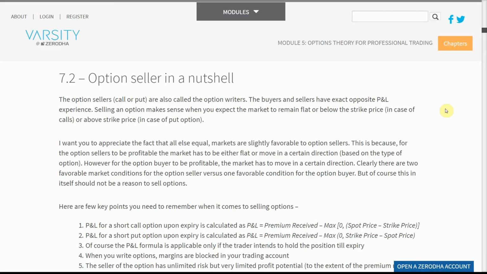I want you to appreciate the fact that all else equal, markets are slightly favorable to option sellers. This is because, for the option sellers to be profitable, the market has to be either flat or move in a certain direction based on the type of option. However, for the option buyer to be profitable, the market has to move in a certain direction. Clearly, there are two favorable market conditions for the option seller versus one favorable condition for the option buyer. But of course, this in itself should not be a reason to sell options.